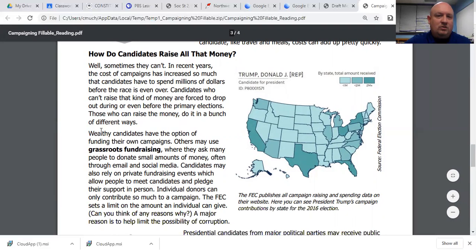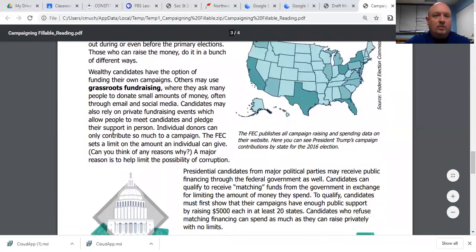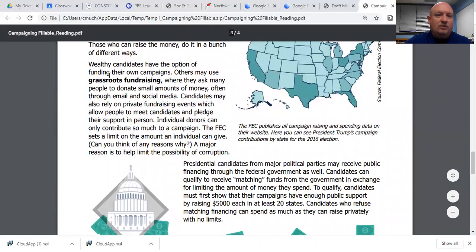Those who can raise the money do it in a bunch of different ways. Wealthy candidates have the option of funding their own campaigns. Others may use grassroots fundraising. At the presidential level, nobody can afford to fund their own campaigns. Nobody does it. It's all about fundraising, where they ask many people to donate small amounts of money, often through email and social media.